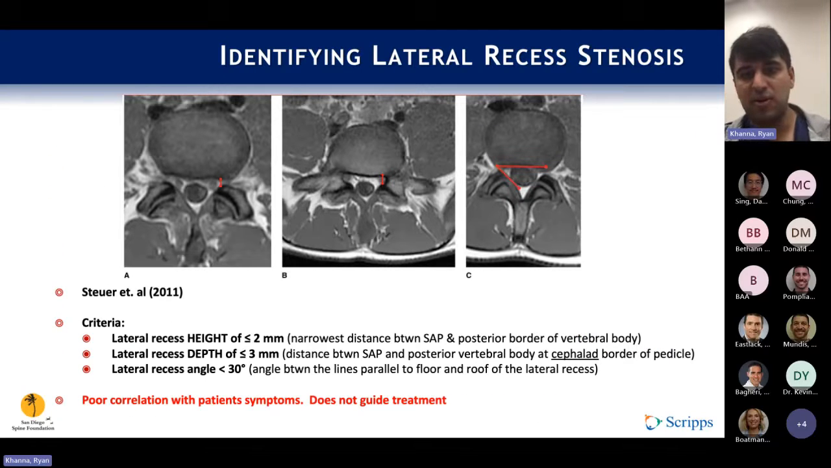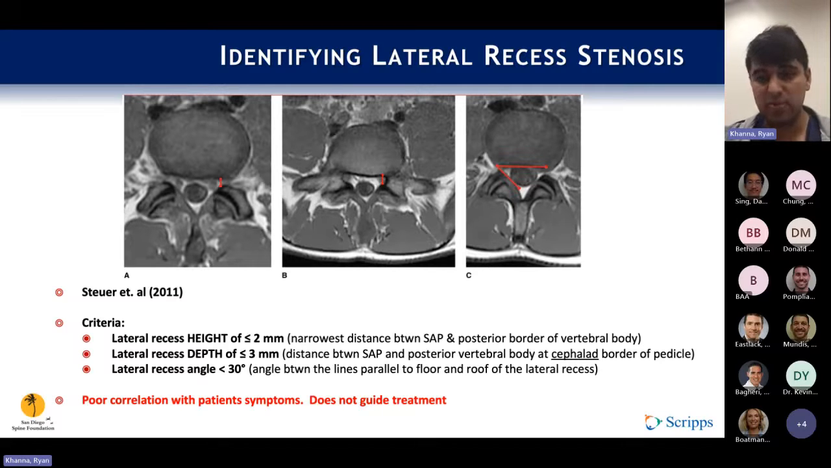Lateral recess stenosis also is diagnosed on MRI. And there's a couple different criteria. One paper from 2011, Stewart et al., measured 3 different criteria for lateral recess stenosis. The first is lateral recess height, which is the narrowest distance between the superior articular process and the posterior border of the vertebrae. They deemed that anything less than 2 millimeters could be diagnosed as lateral recess stenosis.